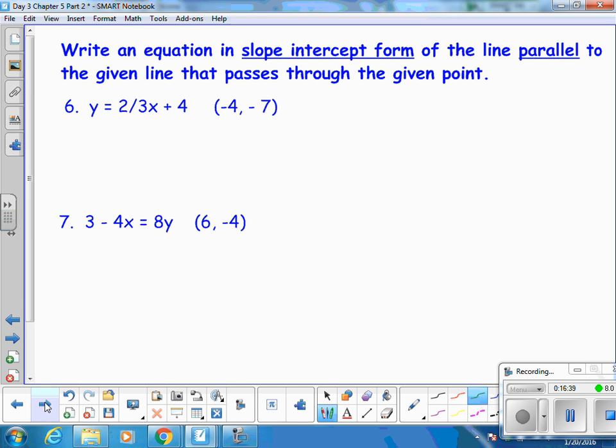Write an equation in slope-intercept form of the line parallel to the given line that passes through the given point. Okay, so if I'm looking at parallel, I need to have the same slope. So I'm going to use this slope right here. But look at what I have here. I have a point and I have a slope. So I'm going to use point-slope form. I get to use the slope as is.